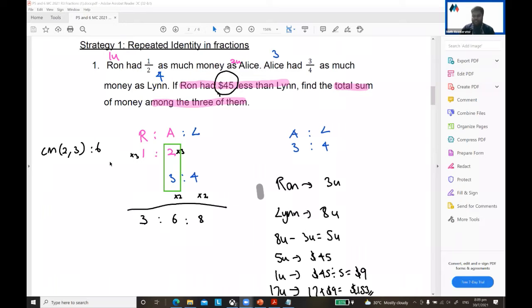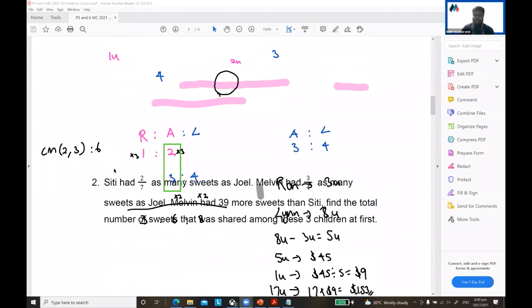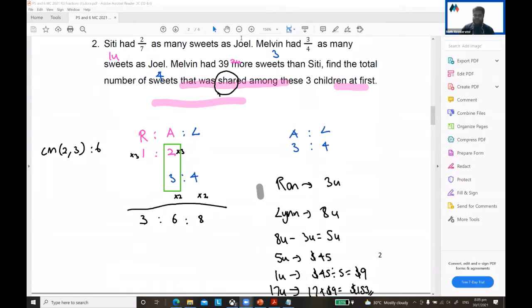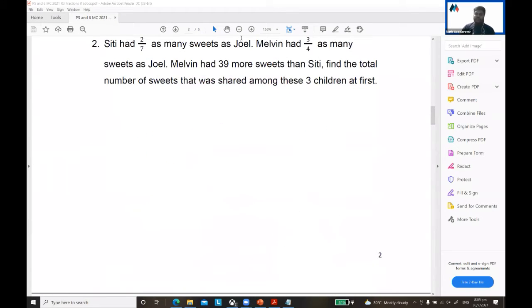Okay, now let's go to question number 2. This one: City has 2/7 as many sweets as Joel. So how many units does City have and how many units does Joel have? Can you type in the chat? Good, good. So it's 2 to 7.